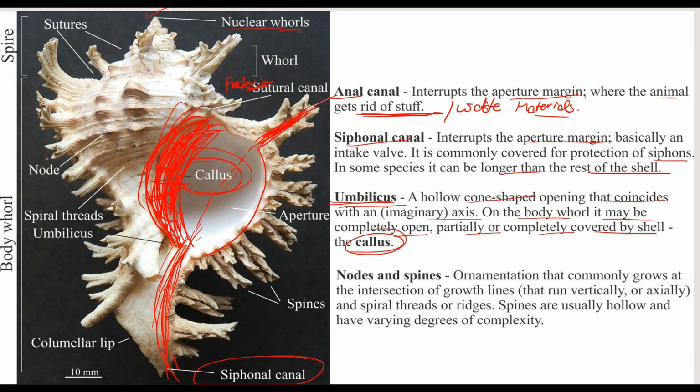And see guys, this is the node, spiral thread, spines. These are the ornamentation of the gastropod shell. Nodes and spines are the ornamentation that commonly grow at the intersection of the growth lines that run vertically or axially and the spiral threads or ridges. So you can say these are all spines.